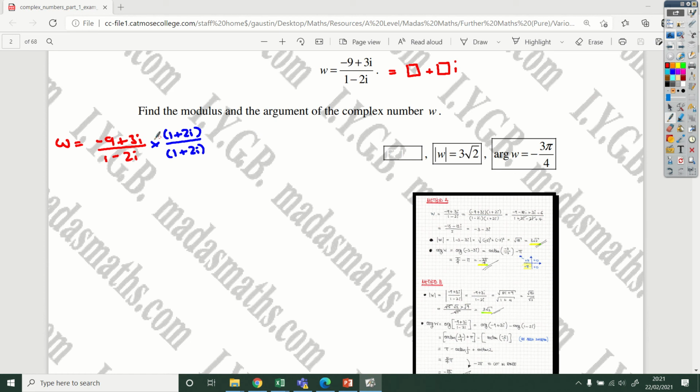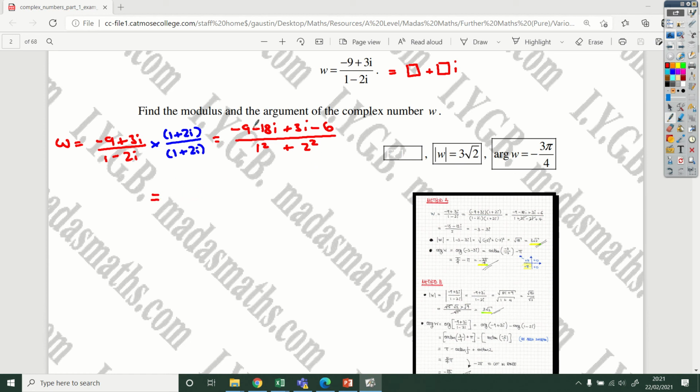And then I can FOIL out the top and the bottom here. So on the top, the first ones make minus 9. The outers make minus 18i. The inners make 3i. And then if I times the imaginary parts together, 3 times 2 is 6, and i squared is minus 1, so that's going to make minus 6. On the bottom, this is the difference of squares, if you like, except when you've got i's involved, it will become the sum of squares. You can check that this makes 1 squared plus 2 squared. There's a nice way to multiply conjugates together like that.